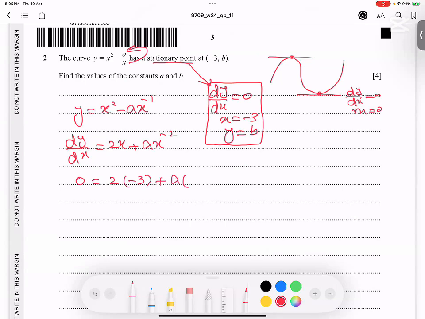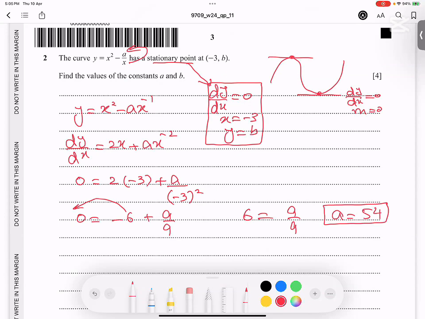I'll bring in the denominator. It becomes x to the power positive 2, and I replace the value. So 0 is equal to negative 6 plus a over 9. 6 will go there. 6 is equal to a over 9. And if 9 multiplies there, 9 times 6 is 54. So the a value is equal to 54, and this is my answer for A.